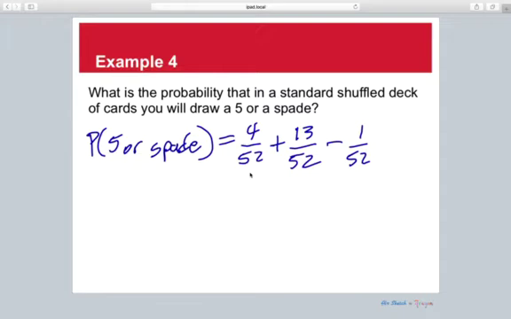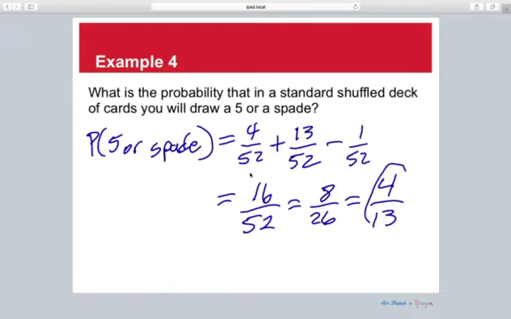All right, so 4 plus 13 is 17, minus 1 is 16, so we get 16 out of 52, or what is that? Divide by 2, 8 out of 26, or reducing it further, 4 out of 13. I think that's as far as we can go.